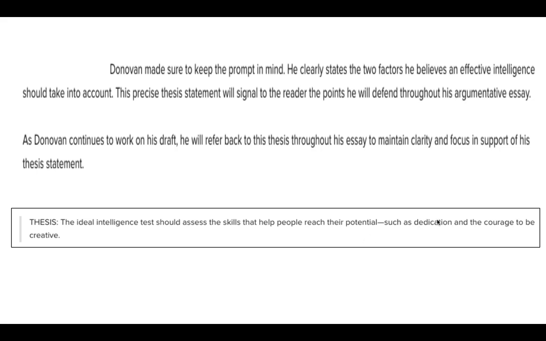Because if you say you're going to talk about dedication and you say you're going to talk about courage, and then you end up talking about talent, then that's not really in line with what your thesis statement is. So you can always come back to it and make sure, check up on yourself.